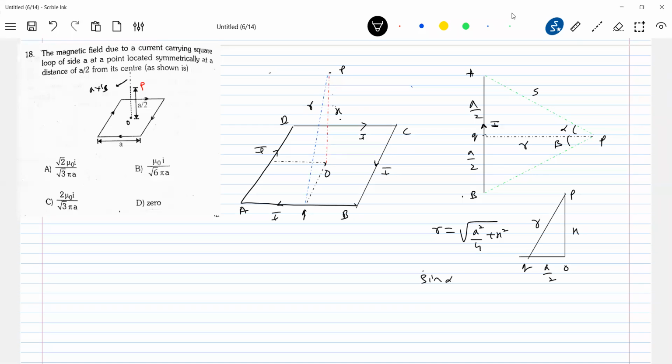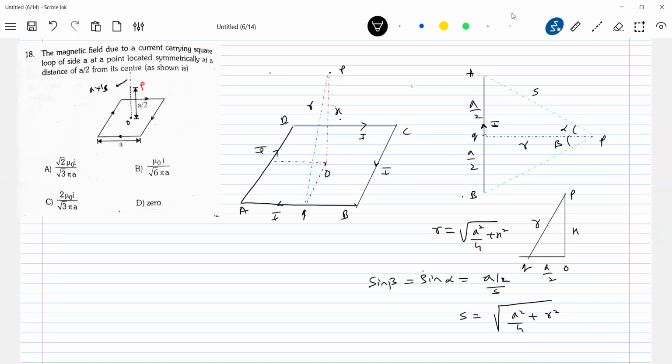So what is sine alpha? Sine alpha will be A by 2 over S, and also sine beta. What is S equal to? S is equal to the root of a square by 4 plus r square. Now further r square you can substitute.